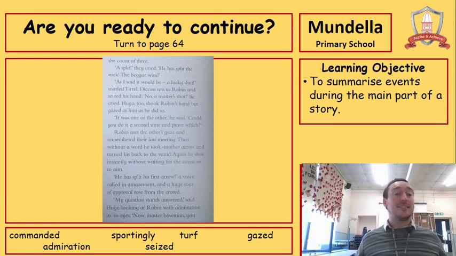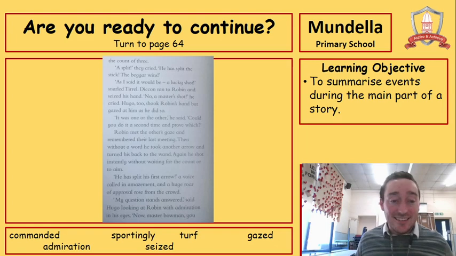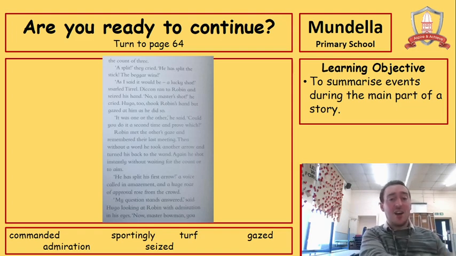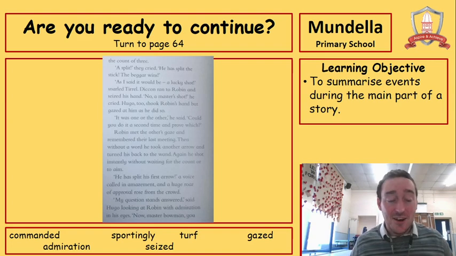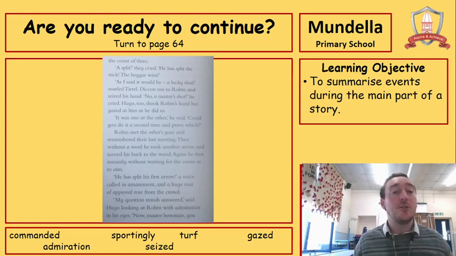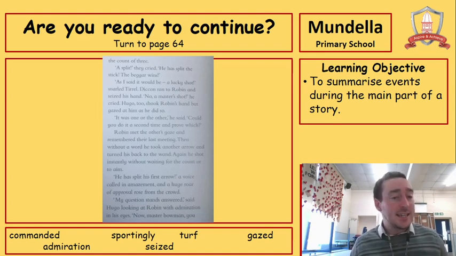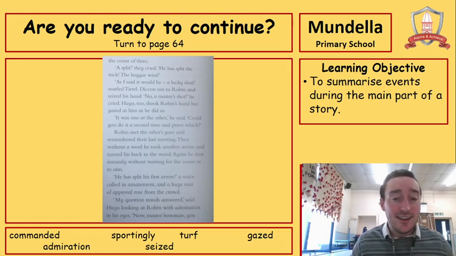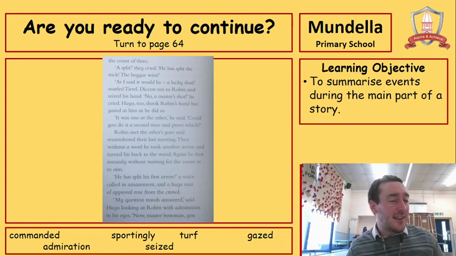"He has split the stick! The beggar wins!" "As I said it would be, a lucky shot," snarled Tyrrell. Dickon ran to Robin and seized his hand. "No, a master's shot!" he cried. Hugo too shook Robin's hand, but gazed at him as he did so. "It was one or the other," he said. "Could you do it a second time and prove which?"